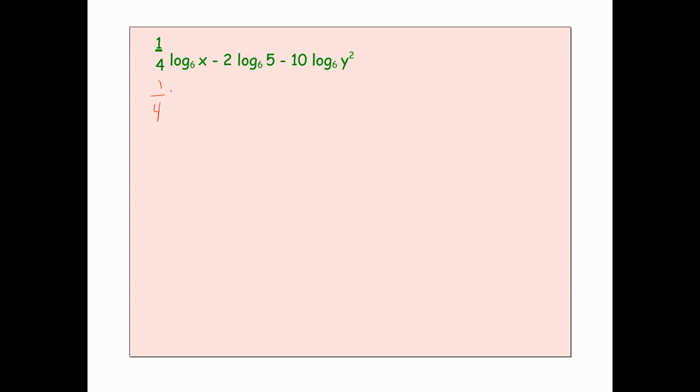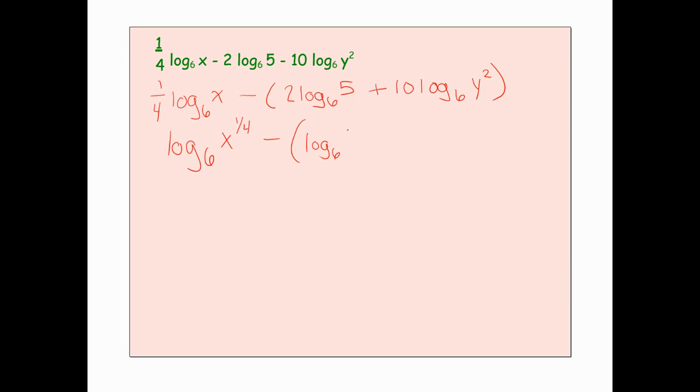So this is 1/4 log with base 6 of x minus parentheses 2 log with base 6 of 5. Now it's a plus sign, 10 log with base 6 of y squared. Now I can use my power property and bring all of these exponents back to their original place. So I have log with base 6 of x to the 1/4 minus log with base 6 of 5 squared plus log with base 6 of y, and now that'll be the 20th power because you're going to multiply 10 times 2. When I take a look at this, I'm going to condense what's in my parentheses.